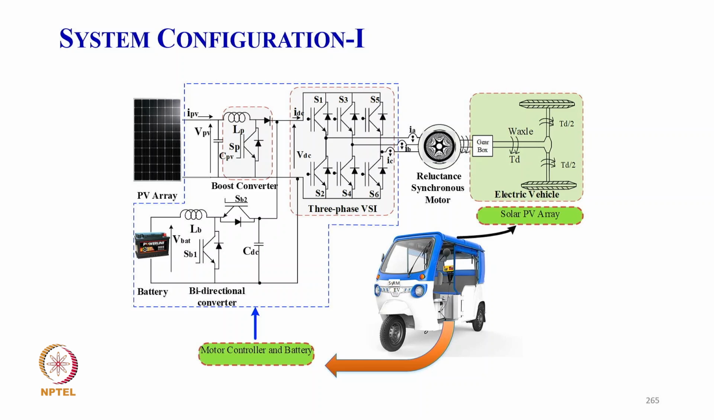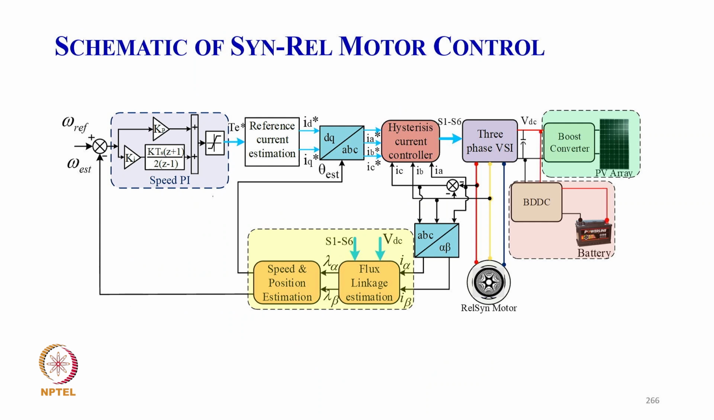So the battery we are keeping at a little lower voltage, and on the DC link and the PV we are having a boost converter on the DC link itself, and we are running this, typically a 3-wheeler, from a 3-phase VSI synchronous reluctance motor drive. And this is the control. We have a reference speed, actual speed. We are sensing the DC link voltage, and we are typically sensing the 2 currents.